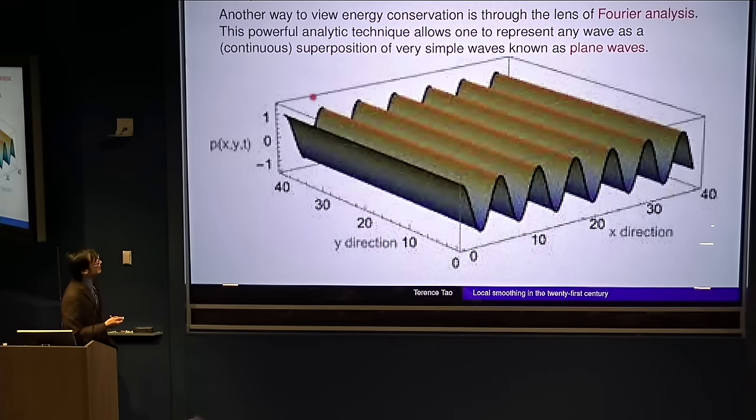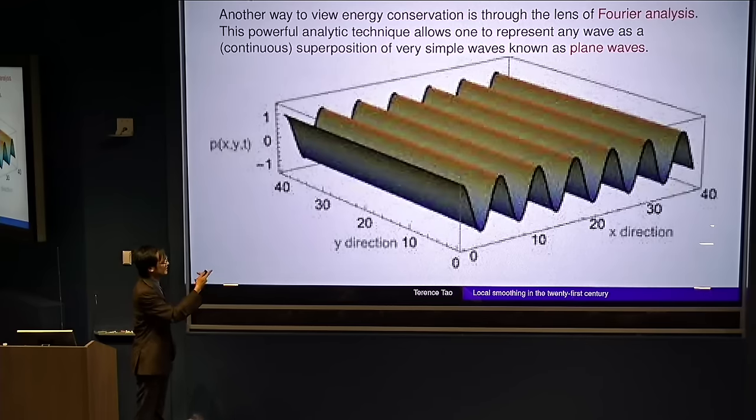So Fourier analysis tells you that every wave can be written as a superposition of plane waves. It's a continuous superposition, not a discrete superposition, but still it's a superposition. And the two model equations I gave you are linear. So if you understand what plane waves do, you in principle understand what arbitrary waves do. But plane waves actually have very simple dynamics.